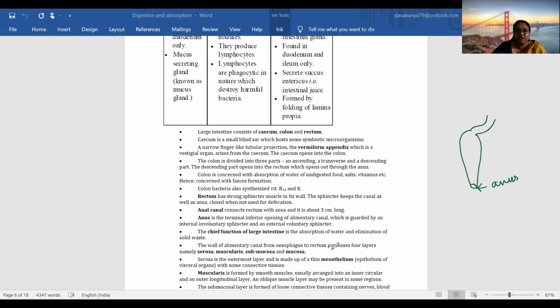So what is a vestigial organ? Once upon a time it was there. Now it is of no use. It is reminding us about an extra part of the intestine called the rumen, which is present in cows and buffaloes. They take food quickly and store it in the rumen, which has cellulose-digesting bacteria, and then they regurgitate the food, chew, and eat once again. We don't have a rumen, but the appendix is thought to be the remaining part of it. That's why it is called a vestigial organ.